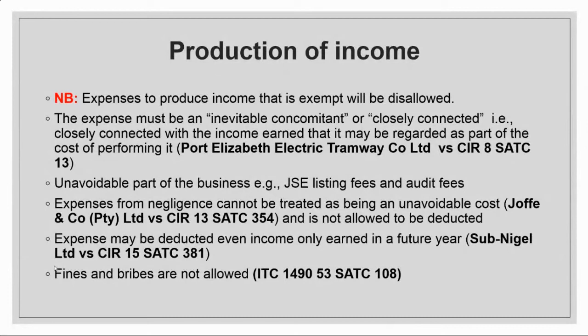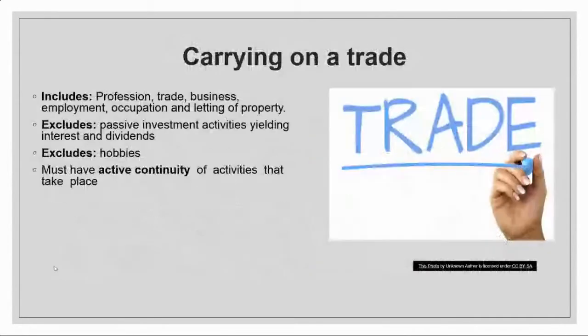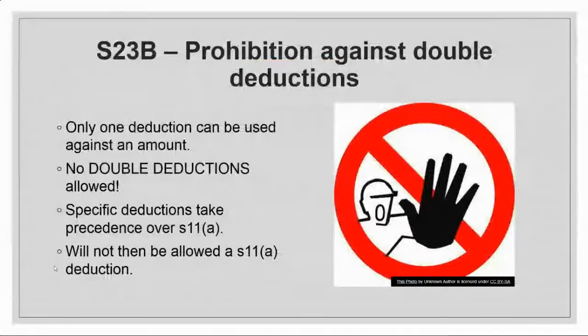With the production of income, expenses need to be incurred to produce the income. Now, what that means is income, if we go back to, let me quickly flip back to the original.